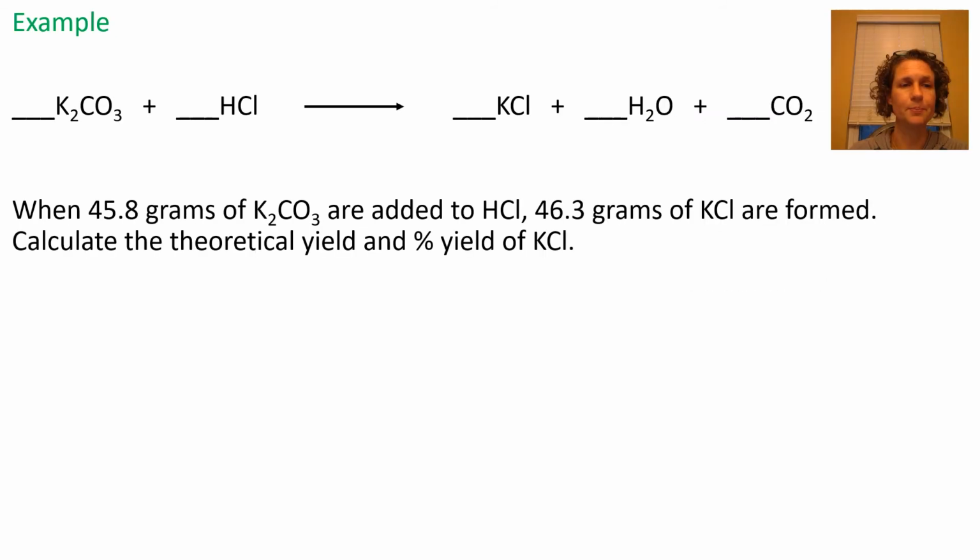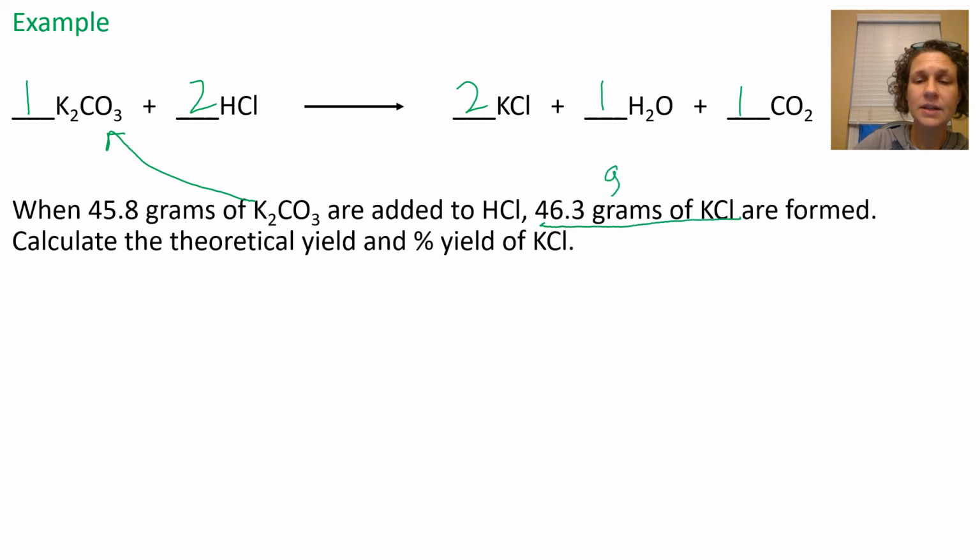Okay, so example. We have potassium carbonate reacting with hydrochloric acid, and it forms potassium chloride, water, and CO2. And so first thing we want to do is balance. I balanced this earlier, and it should give us a 1, 2, 2, 1, 1. Okay. So here we go. Question is, when 45.8 grams of K2CO3 are added to HCl, 46.3 grams of KCl are formed. So here's that given in the problem.